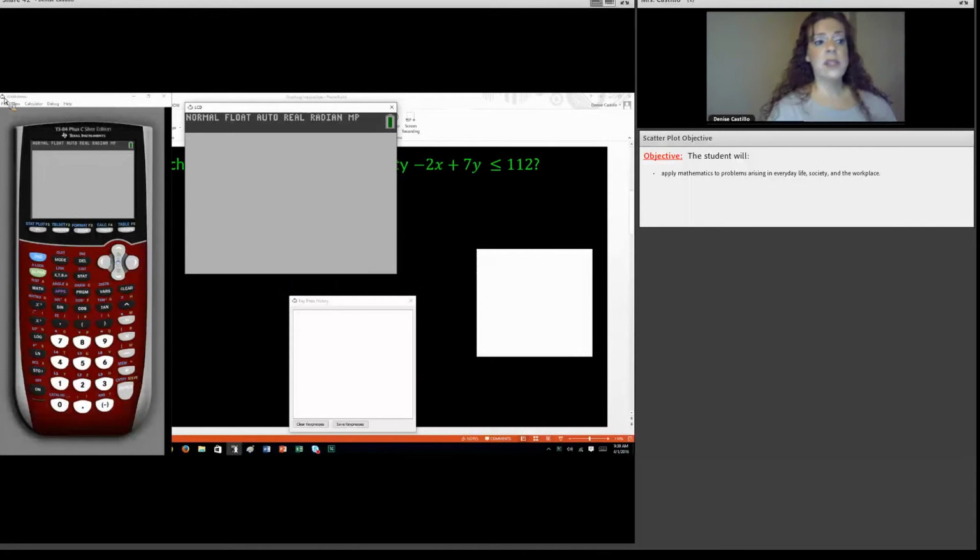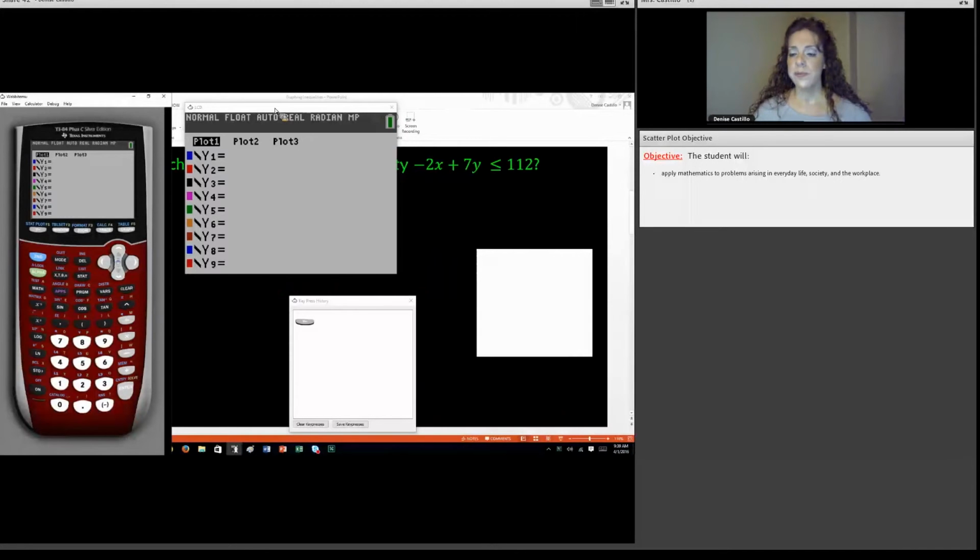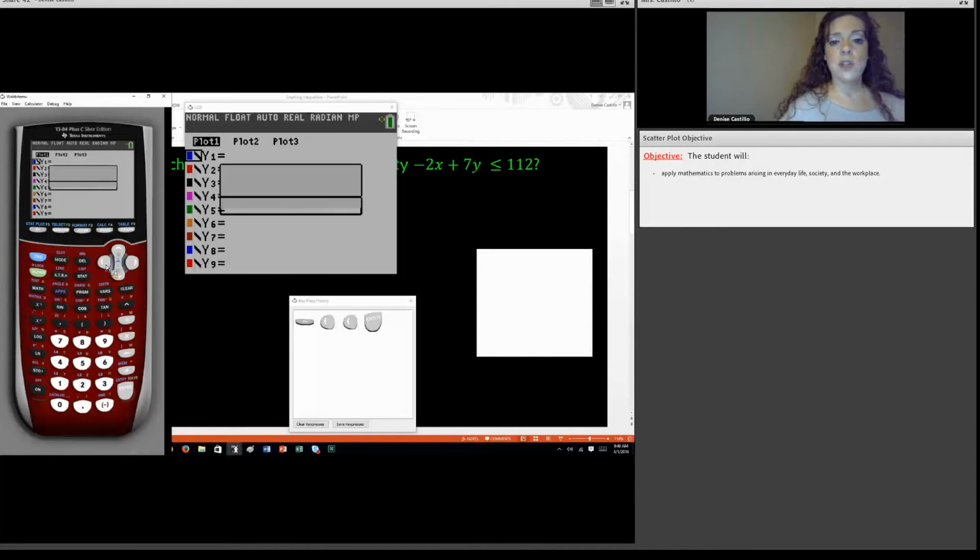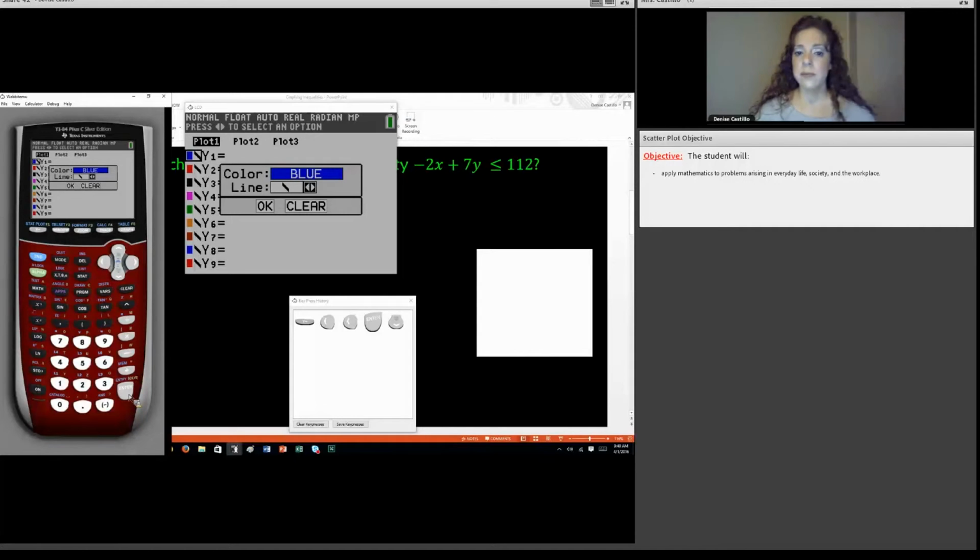Okay, so now at the calculator, we're going to press y equals, and our inequality symbol is less than or equal to. So let's go ahead and arrow over to in front of the y1, so that way we can change that to an inequality. So we will have our shaded region. Okay, so we'll hit enter, and then we will go down to line.